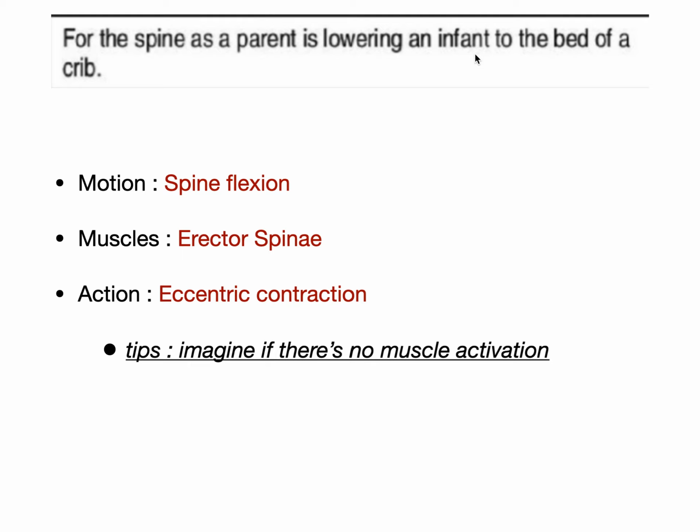So you're basically, your trunk will be free falling, like you're slamming the infant to the bed, right? So we need to slow down to gently put the infant to the bed. We are slowing down. We need a braking force, and that's from your spine extensors. So that'll be the erector spinae and its eccentric contraction.